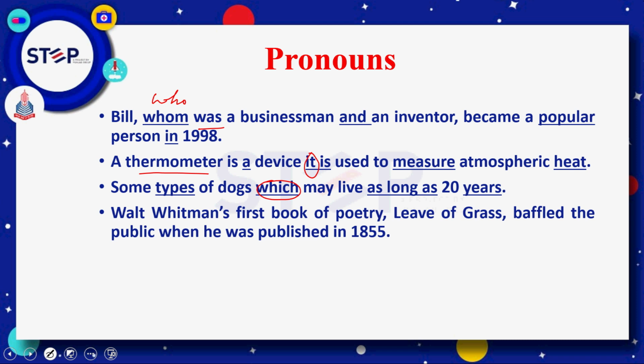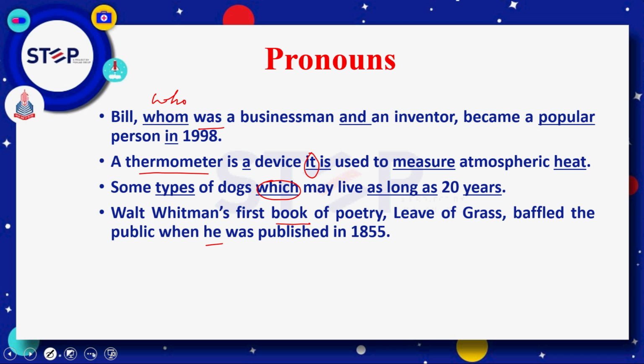Walt Whitman's first book of poetry, Leaves of Grass, baffled the public when it was published in 1855. Over here, the underlining is not there, but certainly we can come here and see that this he is wrong. It's faulty reference because Walt Whitman's first book. So the actual subject is the book, not the writer.